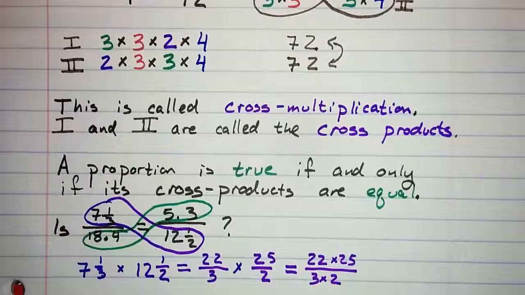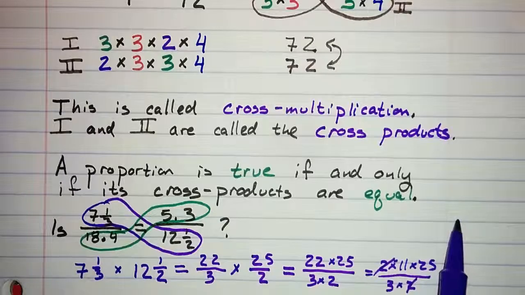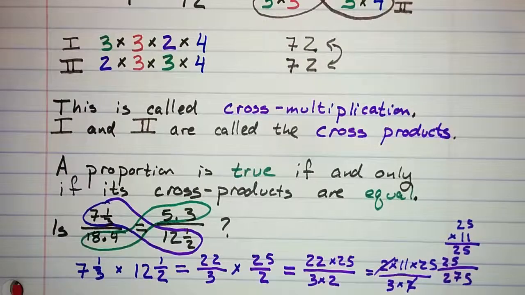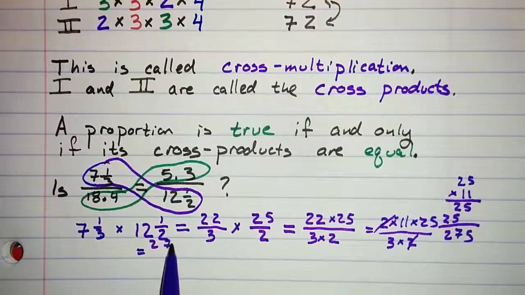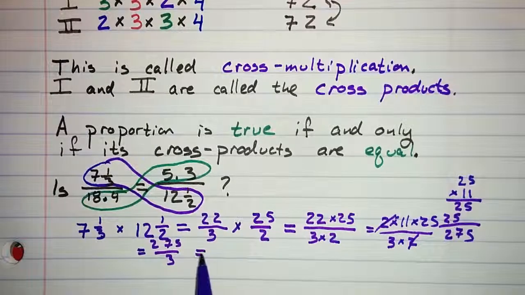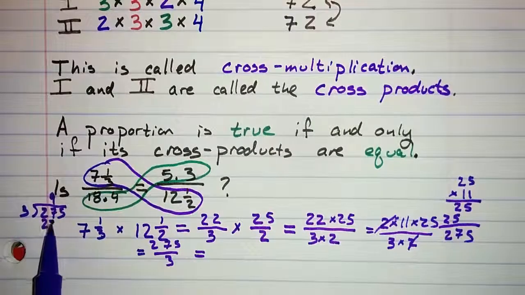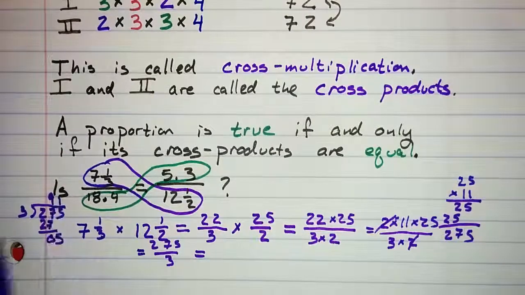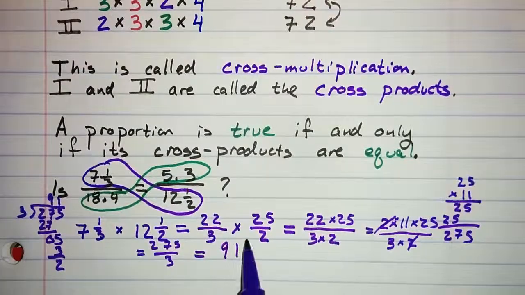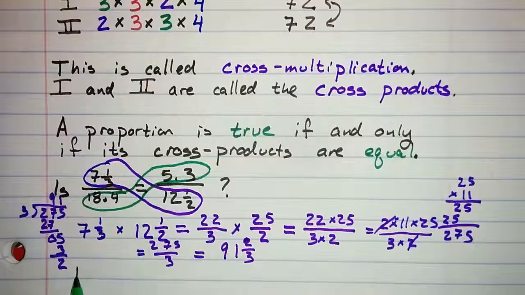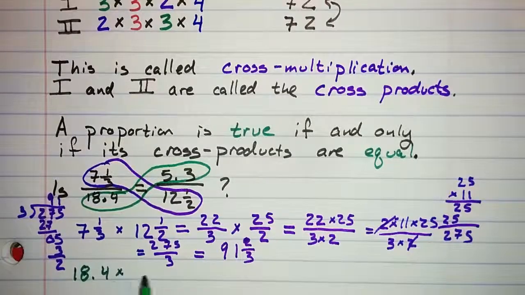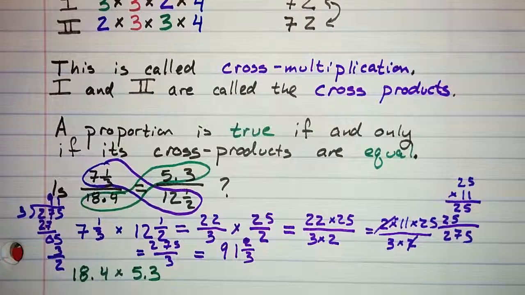I see a 2 in common. Now we're left to multiply 25 times 11. I get 275. So this is 275 thirds, which, after long division, 3 goes into 27 9 times. 3 goes into 5 once. 1 times 3 is 3. 2 is left over. So this is 91 2/3. The other cross product, I'll have 18.4 times 5.3.